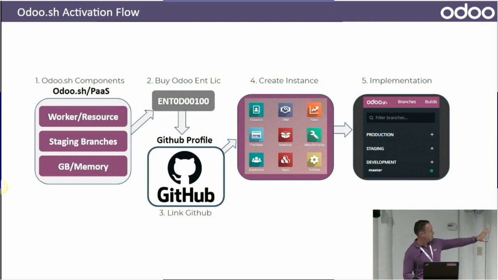So from a flow perspective, this is how it would look. You get your resources all figured out. You buy the Odoo Enterprise license. We link it to your GitHub account. You install your applications, and then using Odoo.sh, you can start to do the implementation and any customizations that you are looking for.